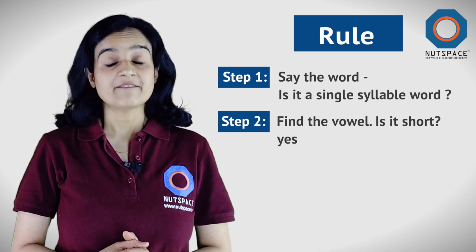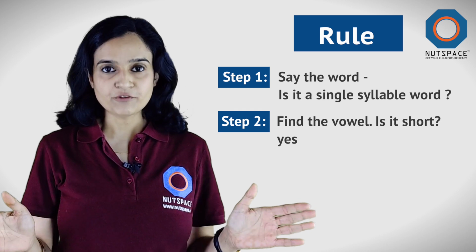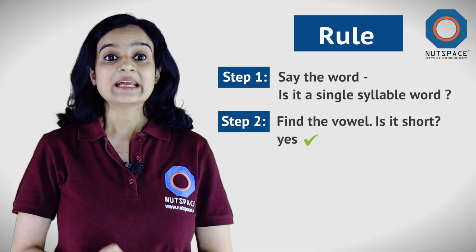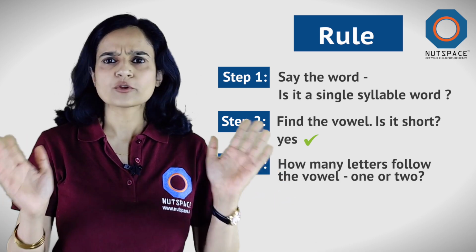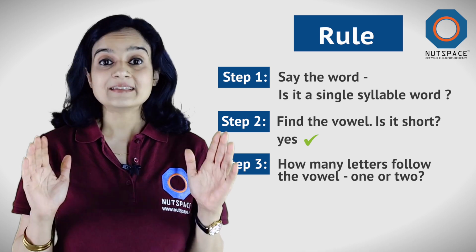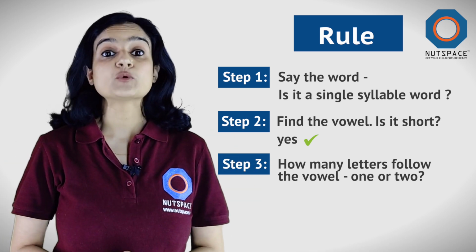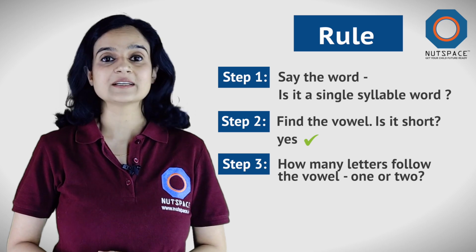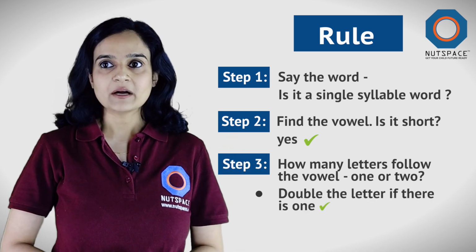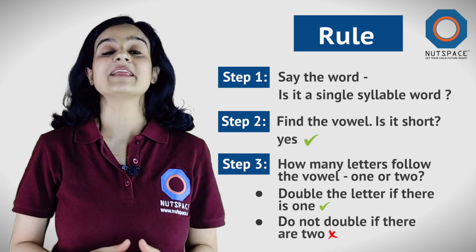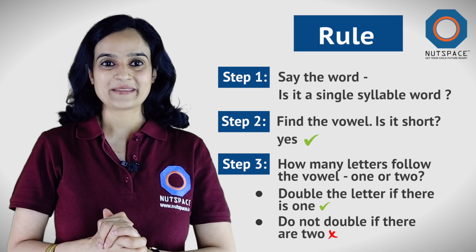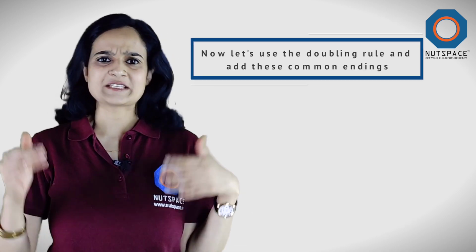Next is find the vowel. And if you find the vowel, is the vowel a short vowel? Yes. Then how many letters follow the vowel? 1 or 2? Remember that the doubling will happen when there is only one letter after the vowel. So double the letter if there is 1. However, do not double the letter if there are 2 consonants after the vowel. Alright, now let's practice this.